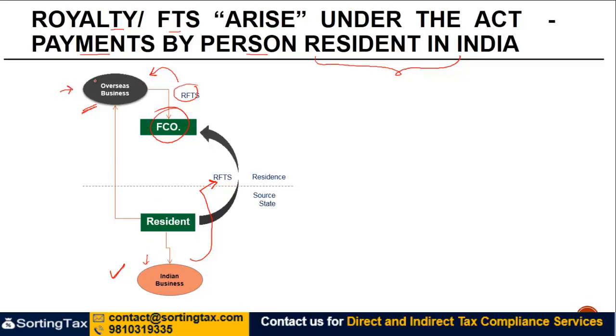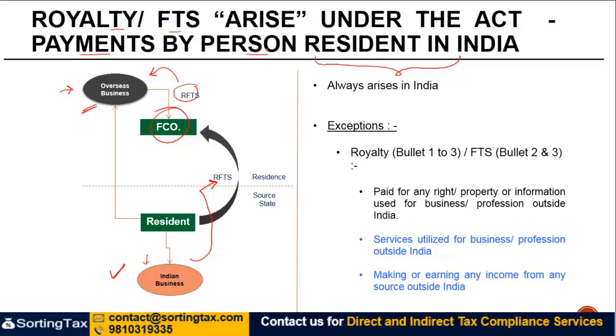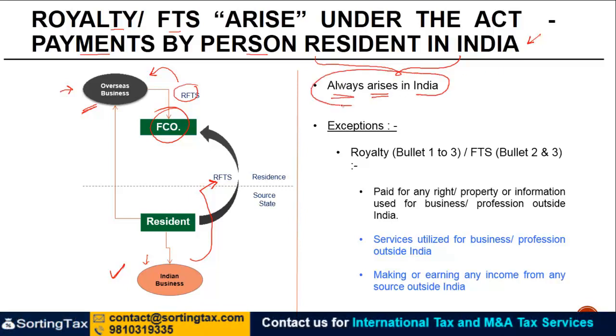The rules for taxation of royalty or FTS in respect of Indian business and the overseas business need to be distinguished. Within section 9(1)(vi) and 9(1)(vii), it's specifically provided that whenever the payment is made by a person who is a resident in India, normally such royalty or FTS would always arise in India, right? But there are certain exceptions to this rule. In respect of royalty, bullet 1 to 3 applies, which means all of them are applicable. For FTS, bullet 2 and 3 are applicable, which means that for FTS only the blue part is applicable.